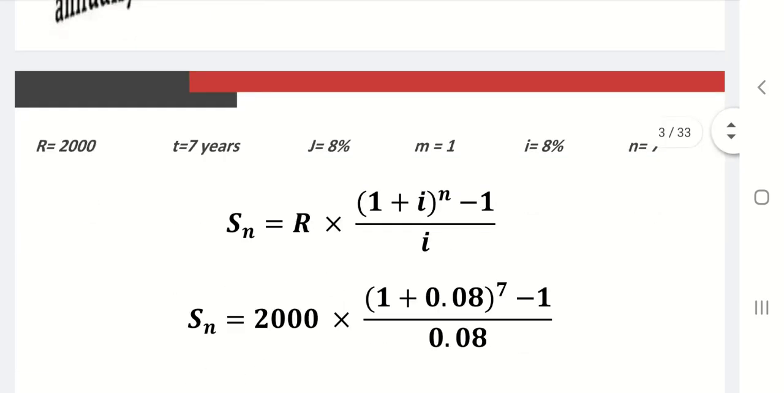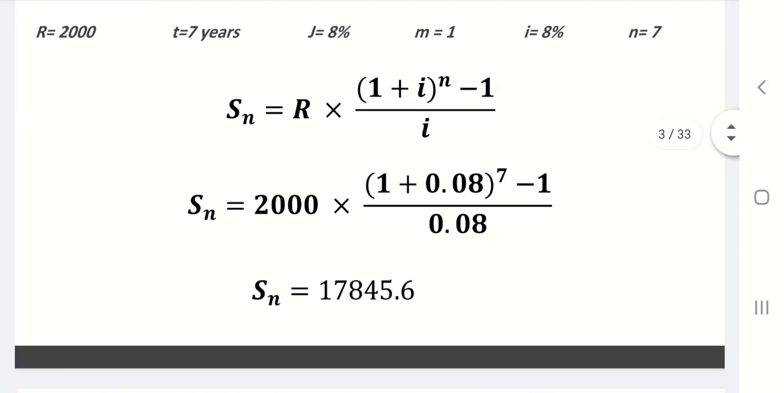By substituting for R equal 2000, T 7 years, J 8%, M equal 1, I equal 8%, and N equal 7. In a formula, S sub N equal R times 1 plus I to power N minus 1 over I. So Sn will be equal 17,845.6.